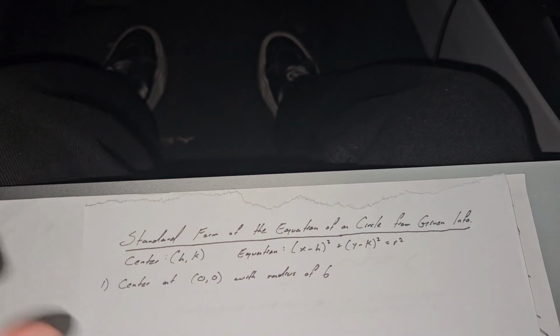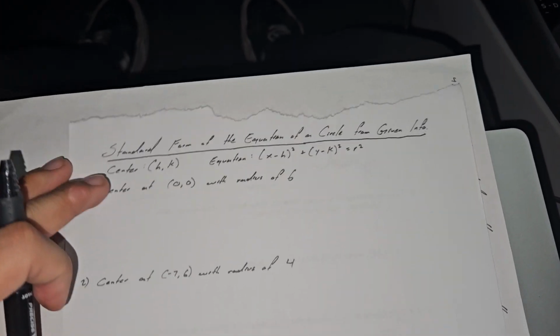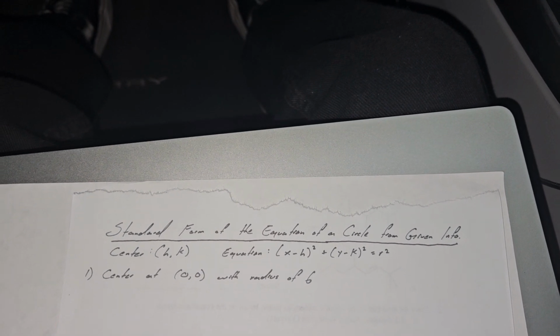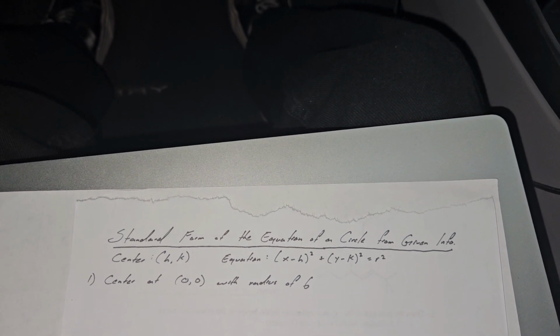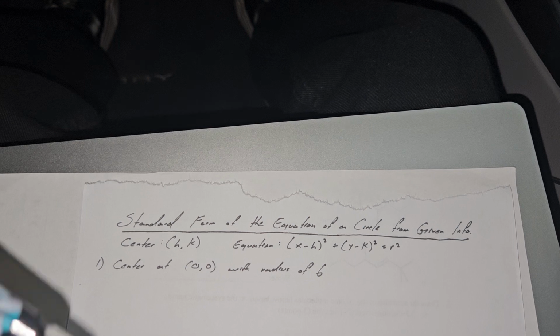Okay, today we have the standard form of the equation of a circle from given information. Given the information presented here, we have a fourth problem too, but we'll get to that later. We're supposed to use this information to write the equation of the standard form of a circle.